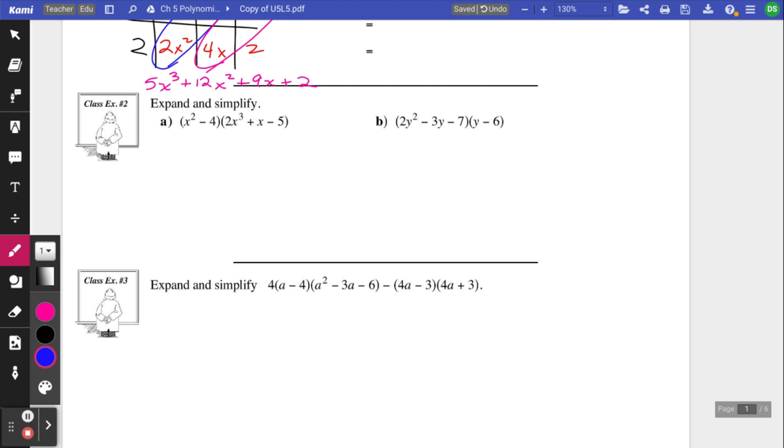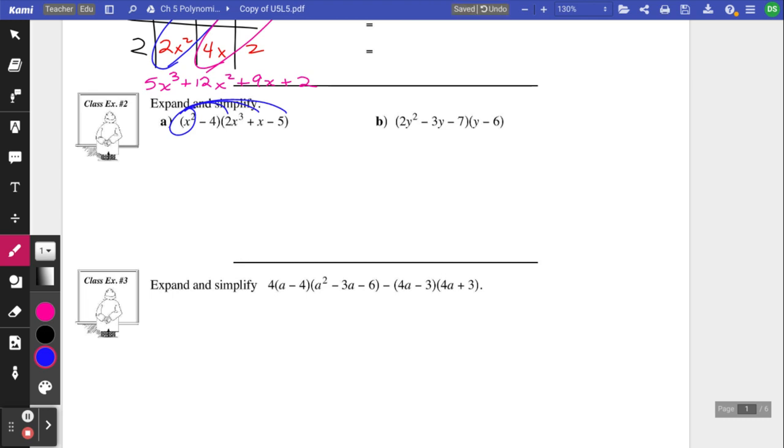I'll do this one by distributing. Distributing means handing out. You with me? If I distribute candy to y'all, y'all get some, right? So distribute it is to mean take an x squared and multiply it by everything. So this is how you can do it if you don't want to use a chart.